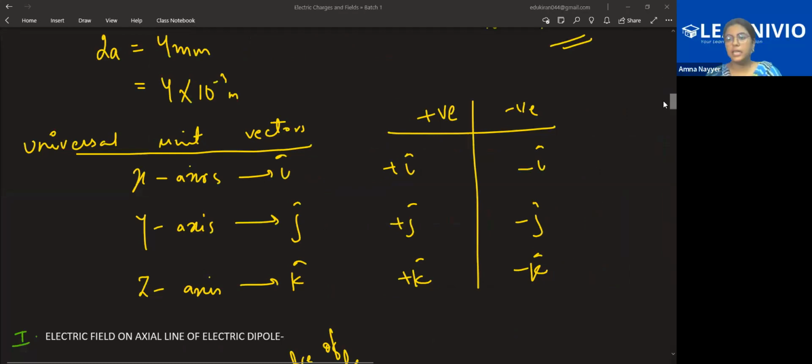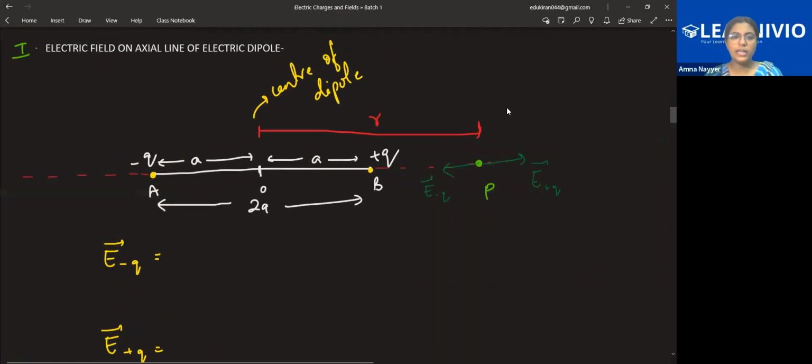Now look here, class. Dipole moment, when we are calculating the electric field, see here, look in the camera. This is plus Q, this is minus Q. So when I draw a line joining the two charges like this, this is a straight line, right? So any point over this is known as the axis, right? So any point on the axis will give us the axial line. So first we are trying to solve the electric field on the axial line of an electric dipole.